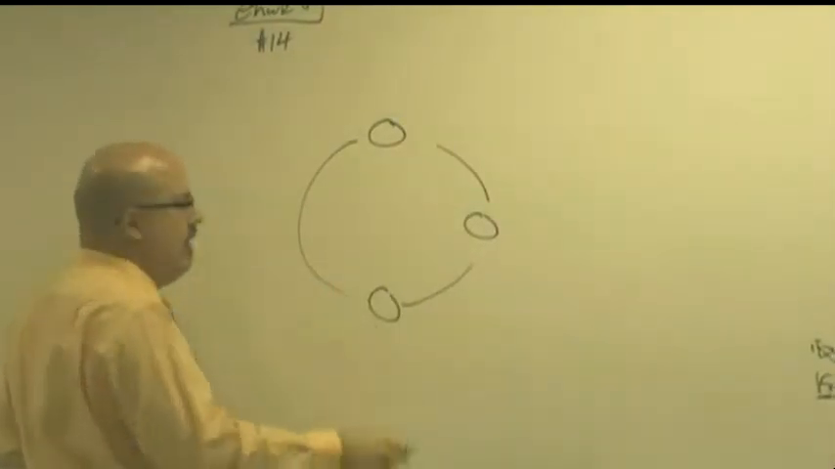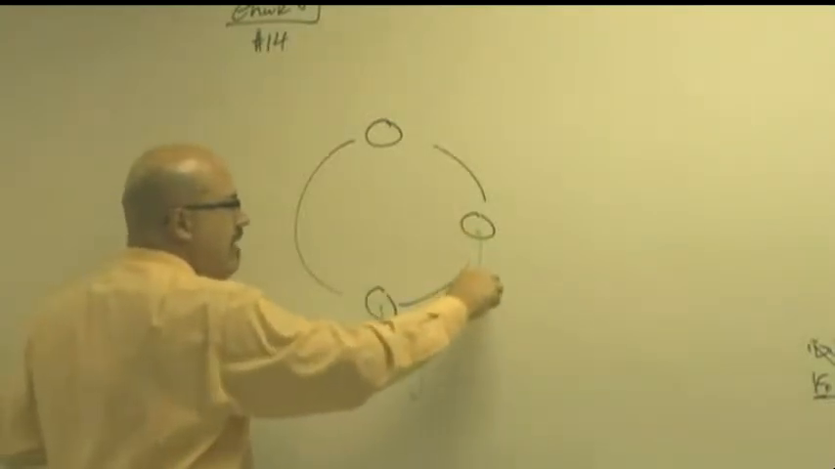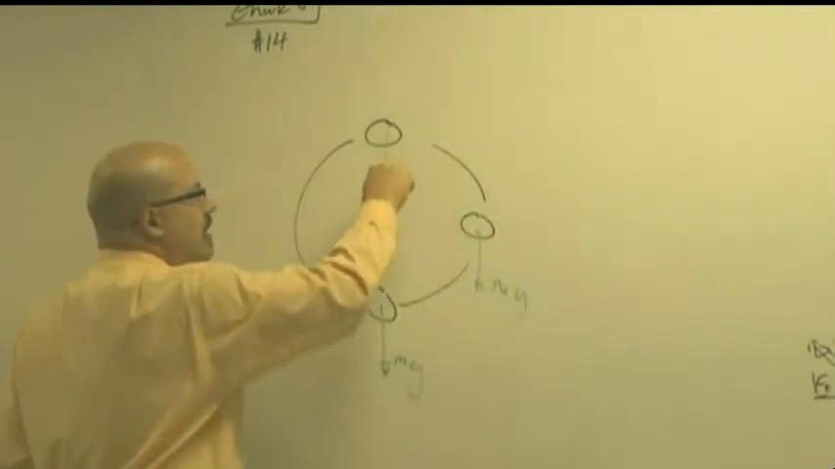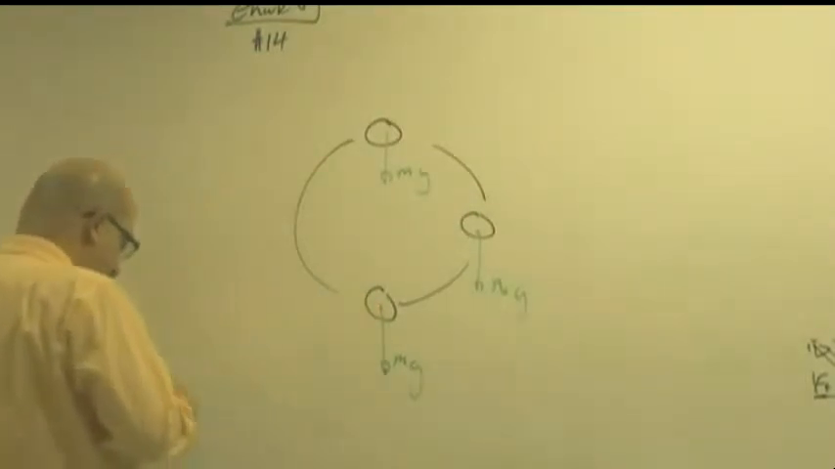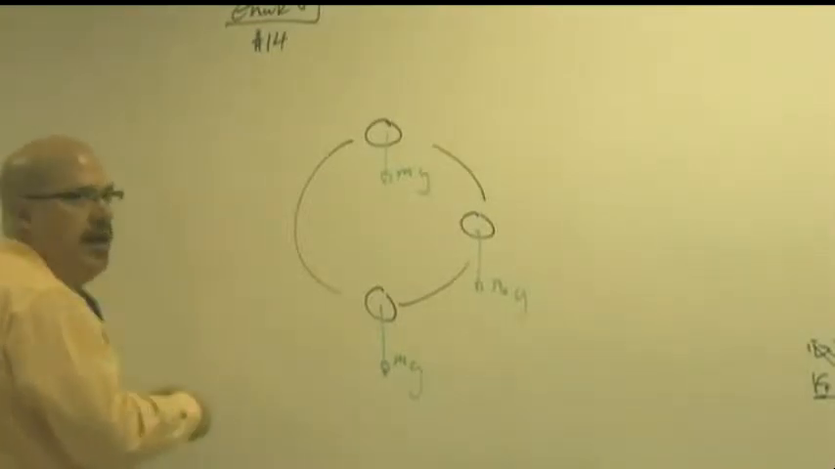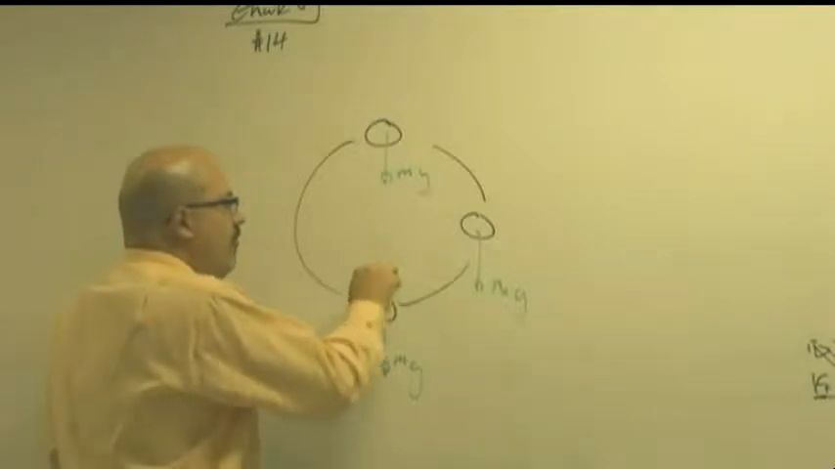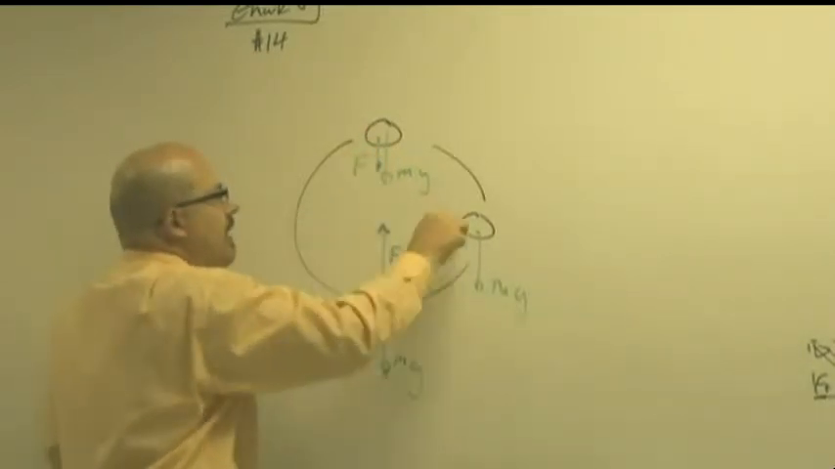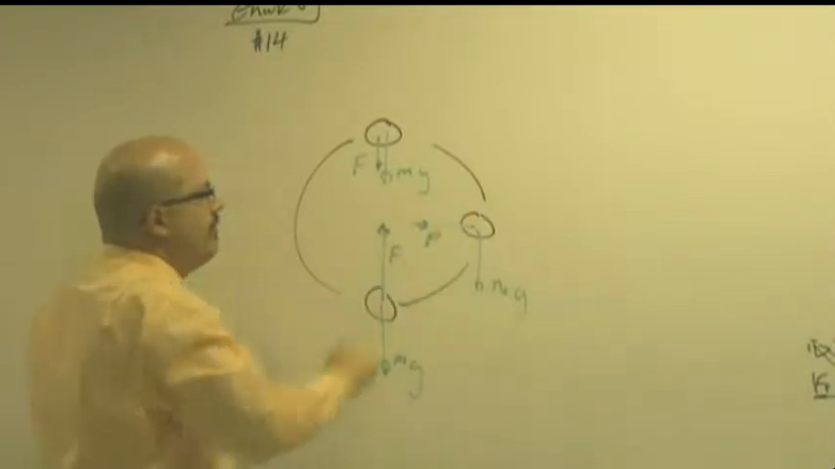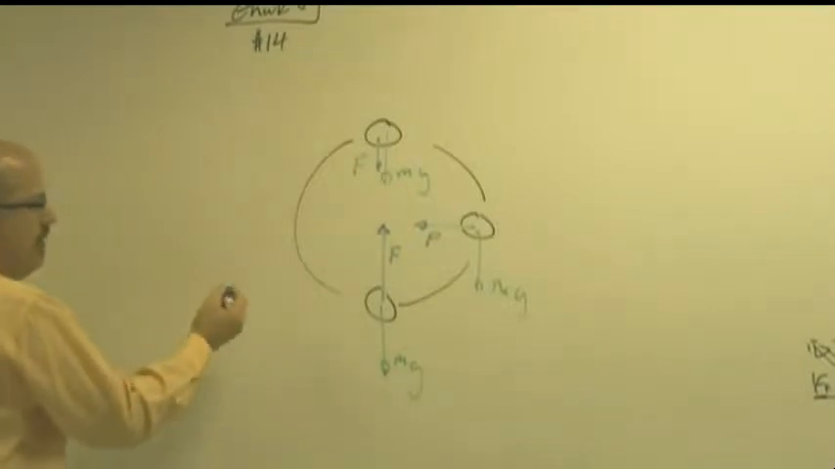It's really irrelevant. What we have is mg at each spot. Just because you're in a Ferris wheel doesn't change the Earth. That stays the same each time. But what does change is our tension or force from the Ferris wheel. The force from the Ferris wheel is up at the bottom, down at the top, and inward at the side.